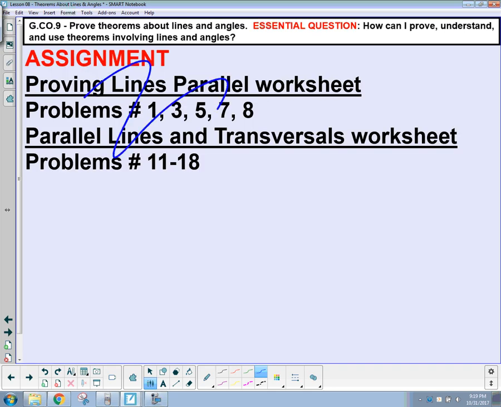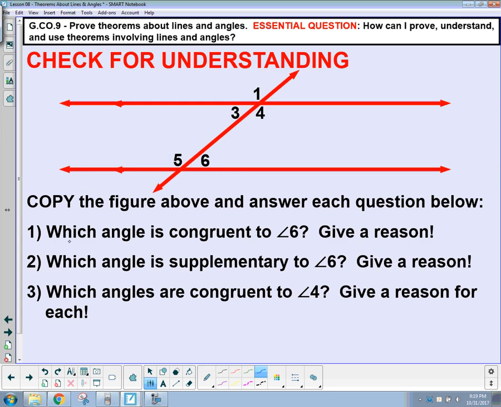Which angle is congruent to 6? I would say angle 3 because of alternate interior angles. Which angle is supplementary to 6? We're going to say 5 because of linear pairs.